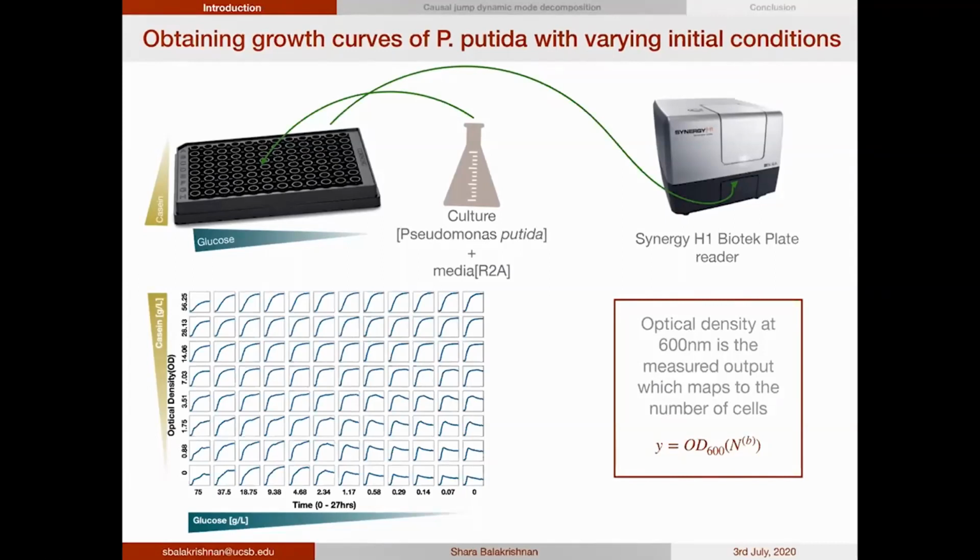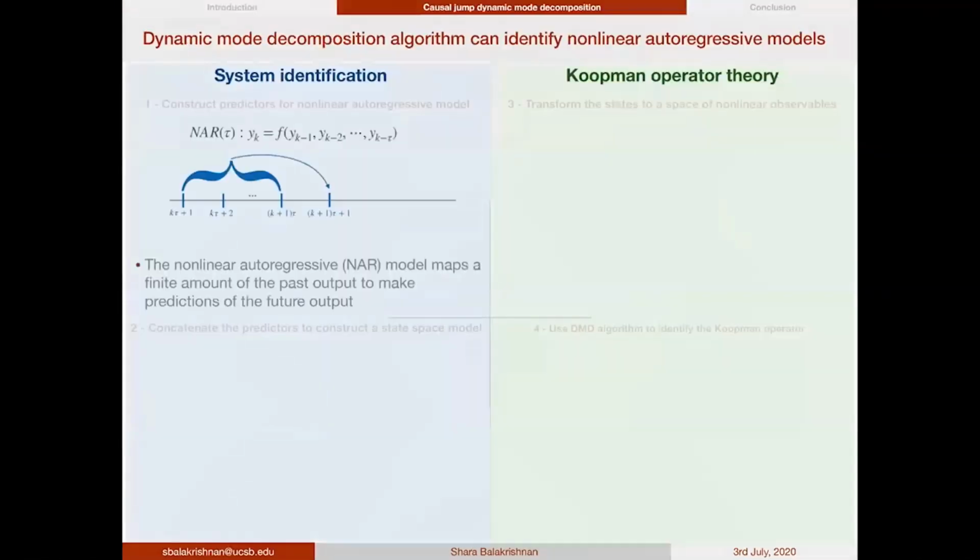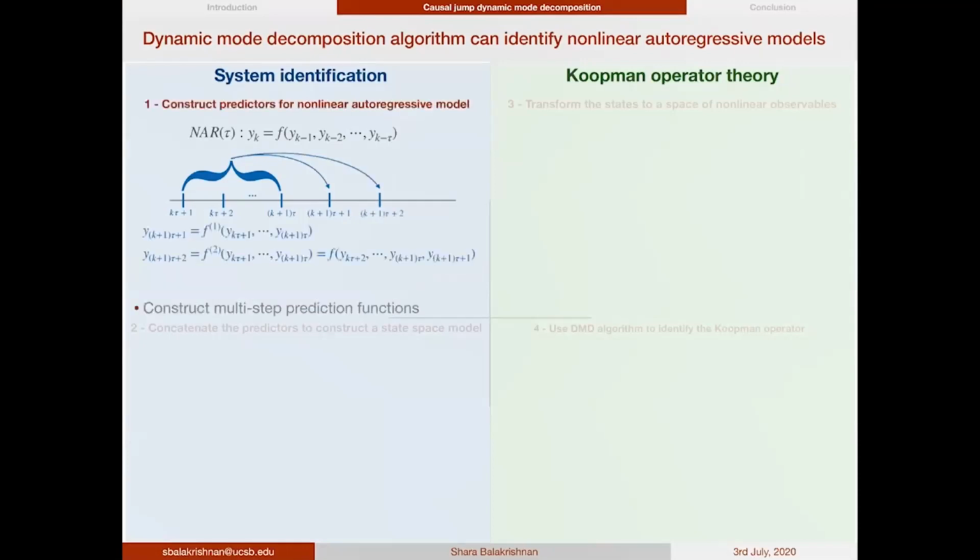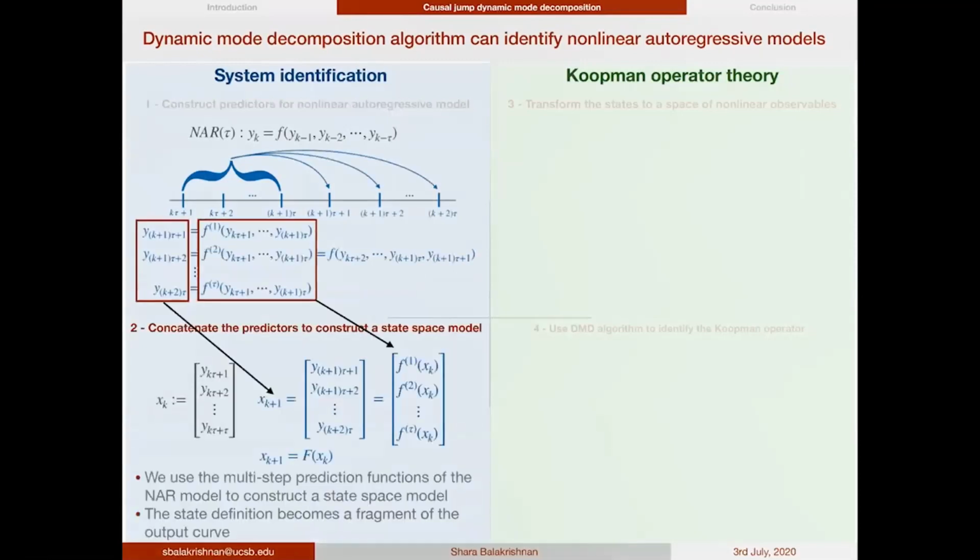Instead of directly tackling the input-output identification problem, we simplify the problem to the identification of a single output initial condition response model. For this purpose, we consider the nonlinear autoregressive model called the NAR model from the system identification literature, which has a single hyperparameter tau that indicates the amount of the past information that is required to make a prediction of the future. By constructing the one-step, two-step, up to tau-step predictors of the NAR model and concatenating them, we can construct a state space model such that we can take any consecutive tau points of the output and predict the output at the next tau points.